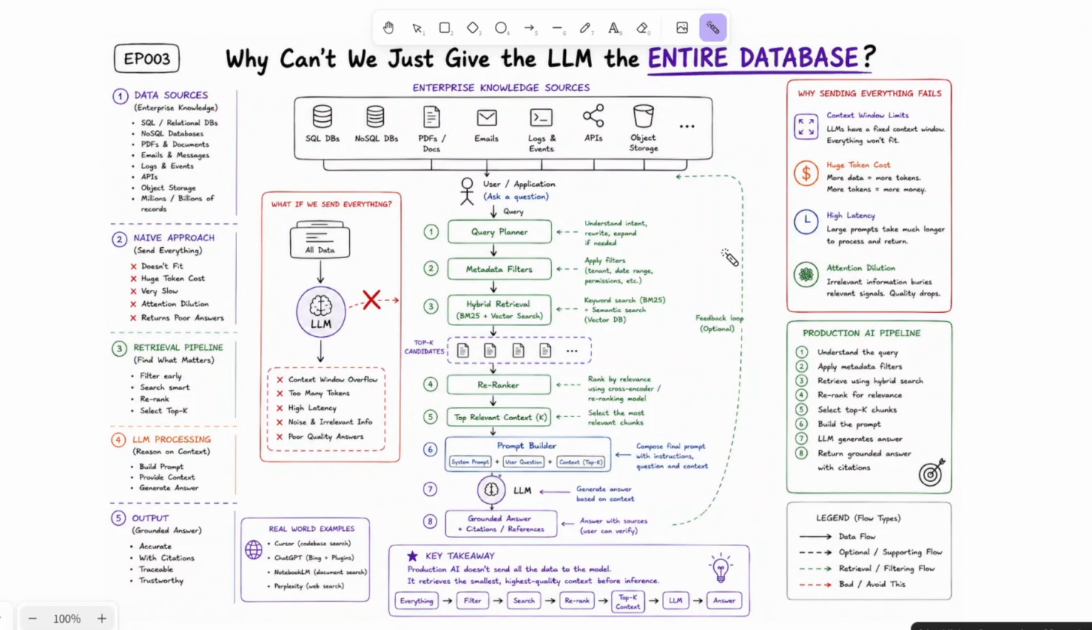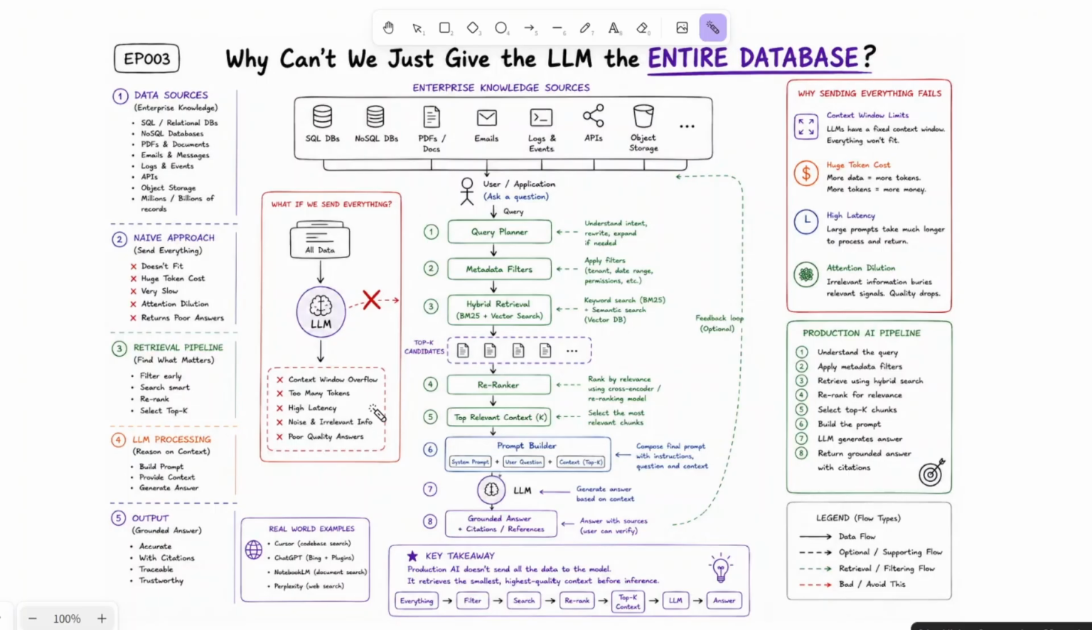Let's imagine the context window wasn't a limitation. Every time you ask a simple question like, how many customers renewed last month, the system would need to send your entire database to the model. That means transmitting enormous amounts of data, paying for every token processed, and waiting much longer for every response. Suddenly, a 1-second answer becomes a 30-second answer, and every request becomes significantly more expensive. The more unnecessary information you include, the slower and costlier the system becomes.